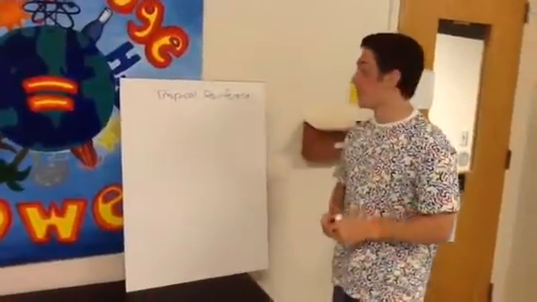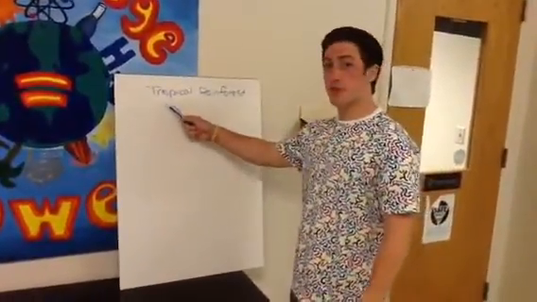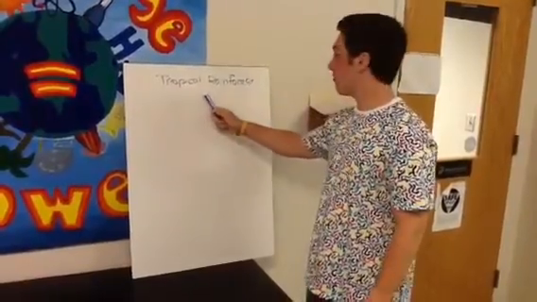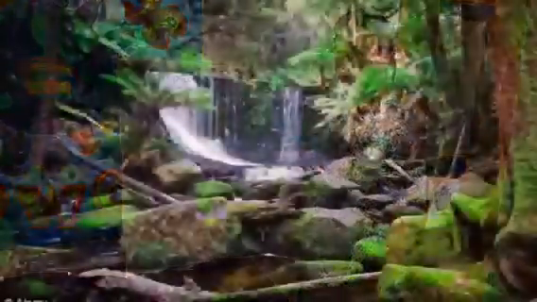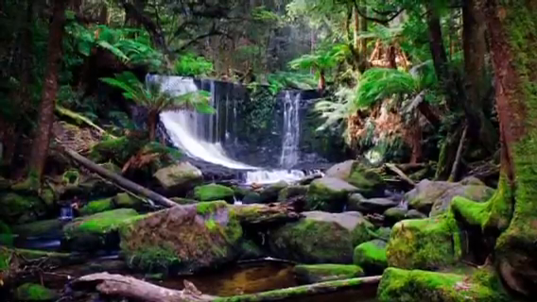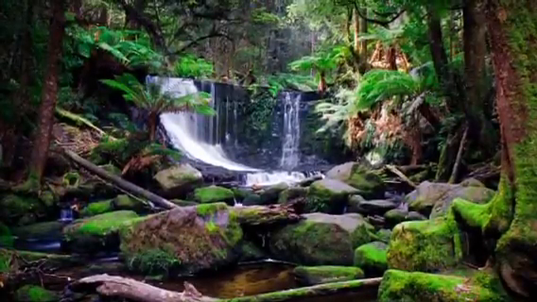You guys snuck up on me there. Right now we're learning about tropical rainforests. Say it with me. Tropical rainforest. The tropical rainforest is located around the equatorial and sub-equatorial regions of the Earth.